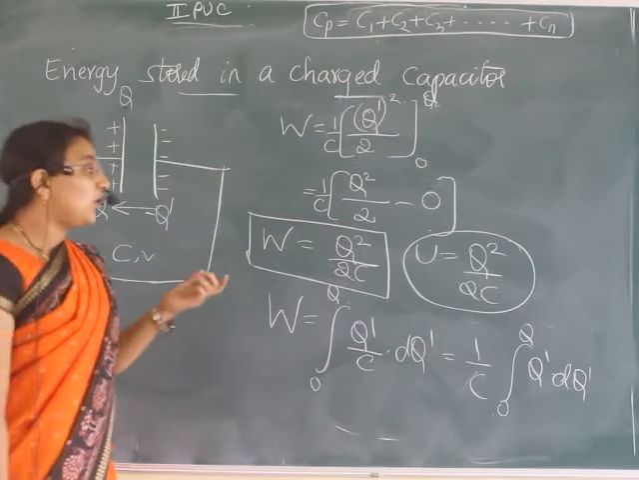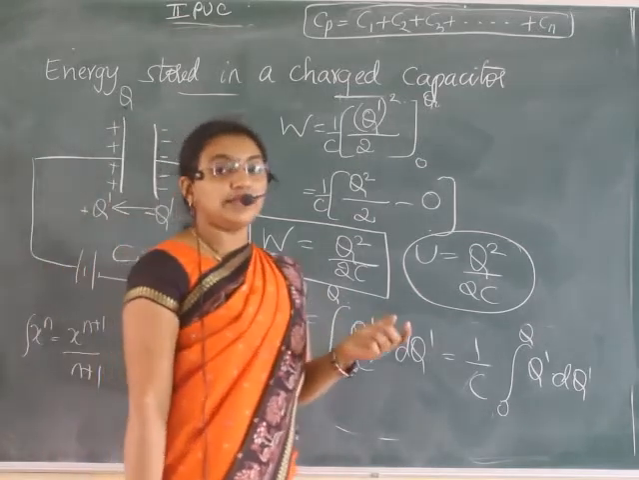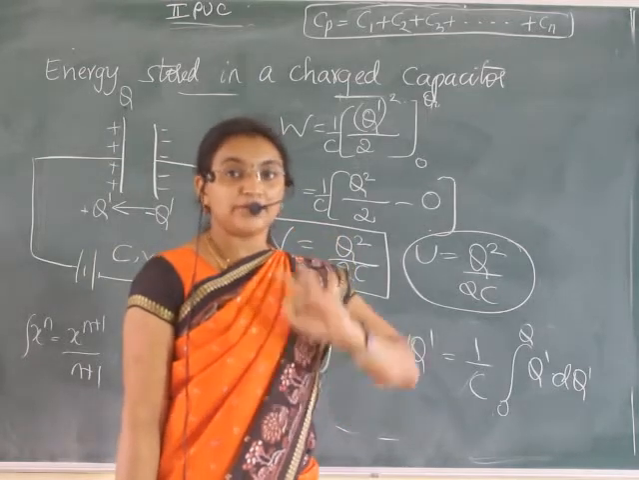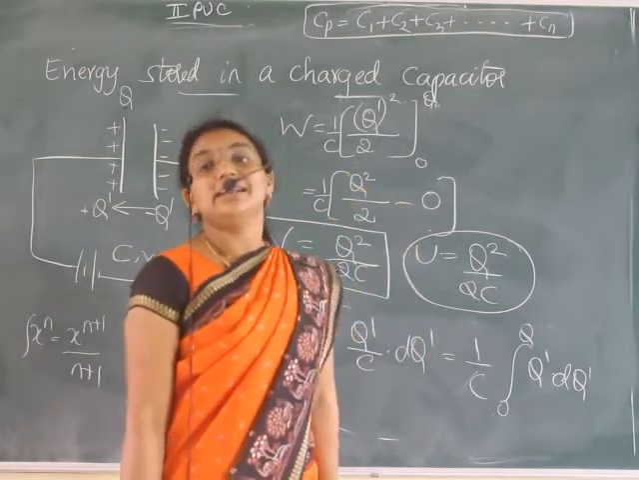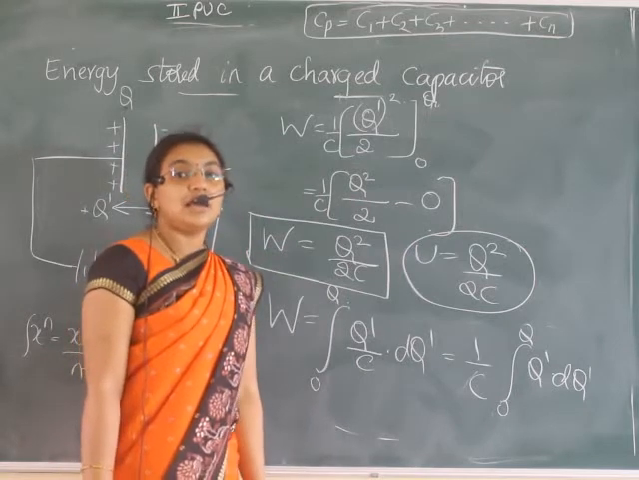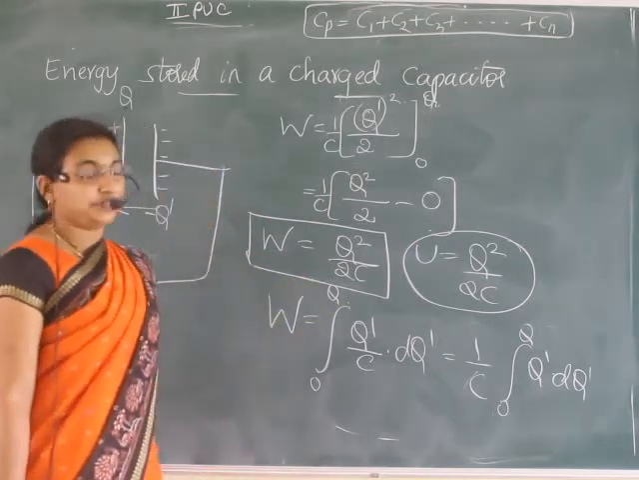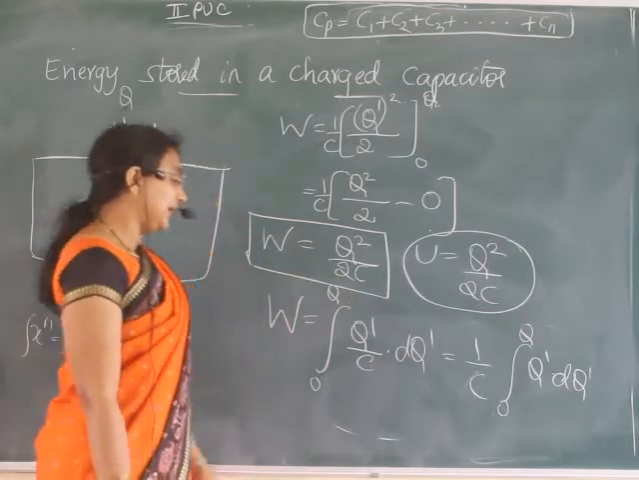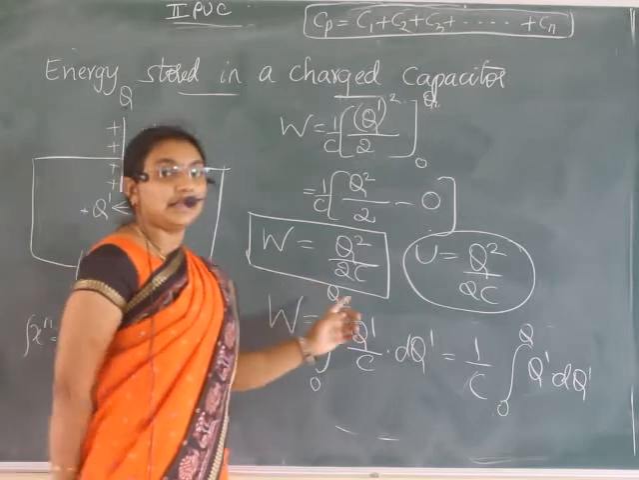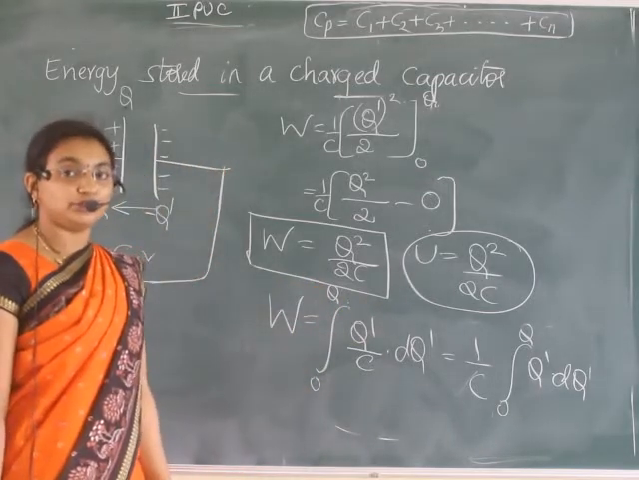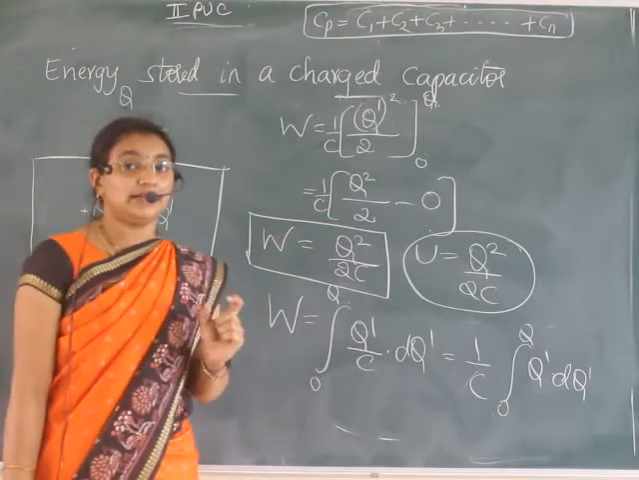Now, the small work done in moving the small charge delta Q dash from lower potential to higher potential is delta W is equal to V dash into delta Q dash. So, in the place of V dash, substitute the value, we will get delta W is equal to Q dash by C into delta Q dash. That is a small work done.